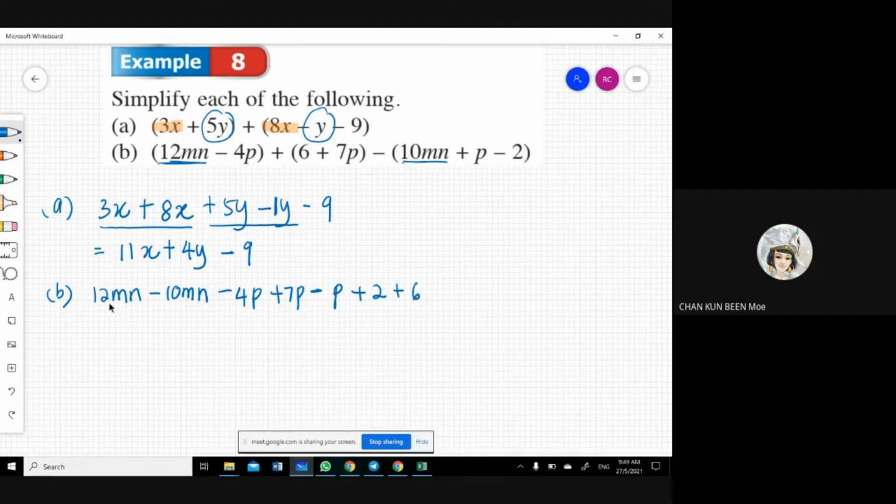Okay, then we can solve this already. 12mn minus 10mn is just like 12 apples minus 10 apples. How many apples left? 2. Correct. 2mn. Then we solve the next one. Negative 4p plus 7p. So how much is it? 3. Correct. It's positive 3p.